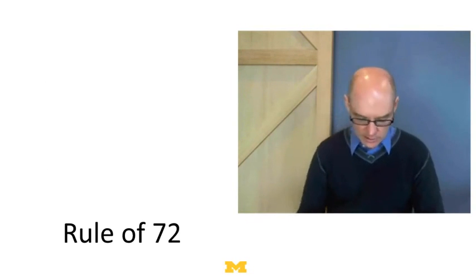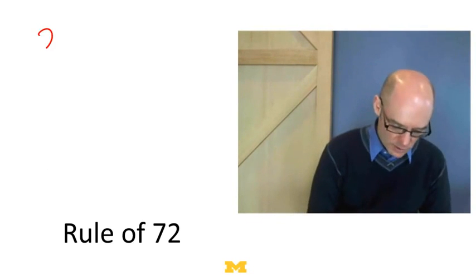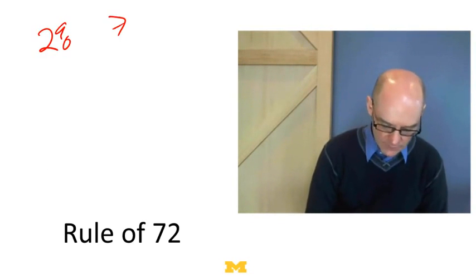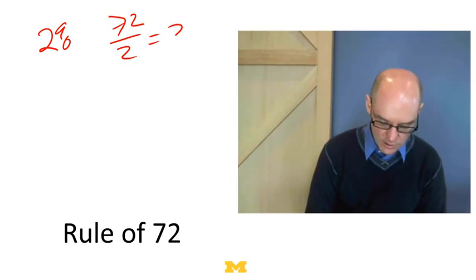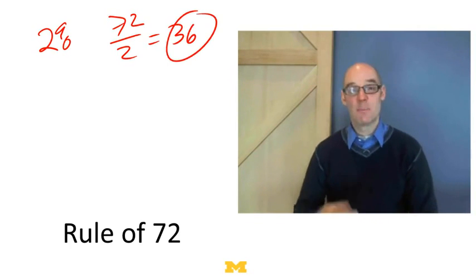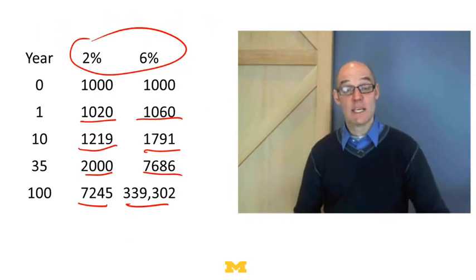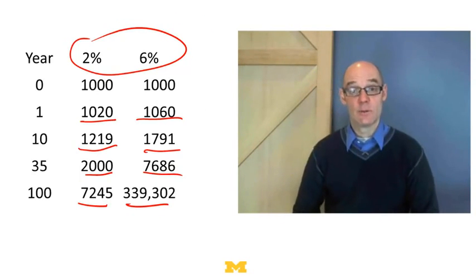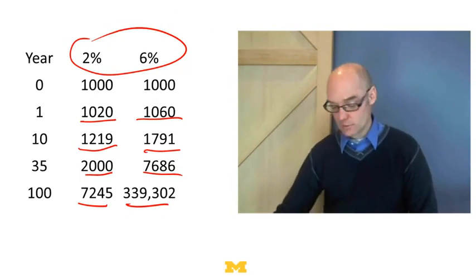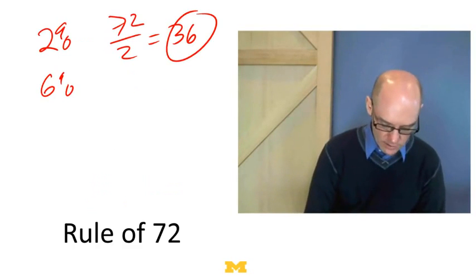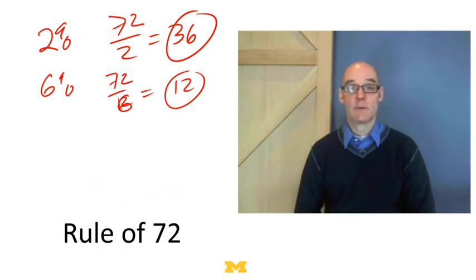So let's suppose our growth rate is 2%. If our growth rate is 2%, I take 72, divide it by 2, and I get 36. That means it'll take about 36 years to double. Let's go back to our graph. If you go back to our graph, you see it took 35 years to double. So pretty close. What if I had 6%? Well, 72 divided by 6 means that it's going to be 12 years to double.